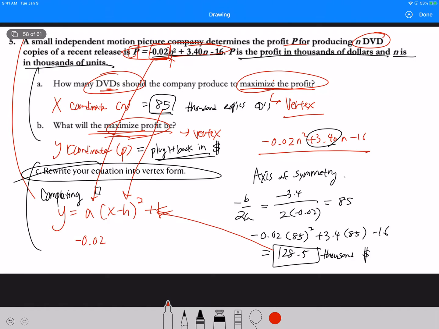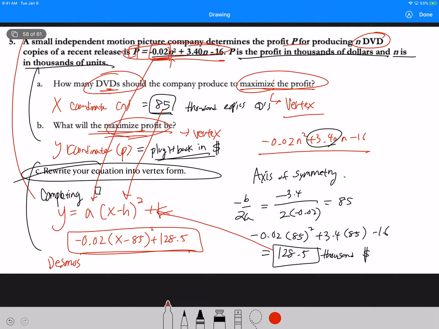Negative 0.02 x minus 85 squared plus 120.5, therefore, should be the correct answer once you put the standard form into the vertex form. Now, if you go to Desmos and type this in literally, from the first equation to the second equation, you will get that those two would be the exact same thing. So you know you did it correctly.